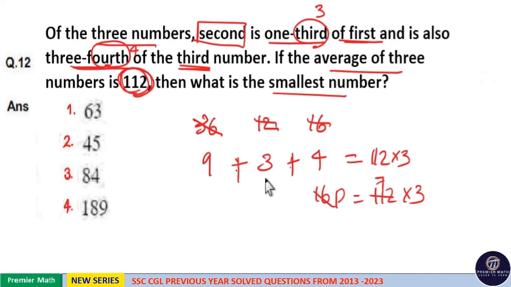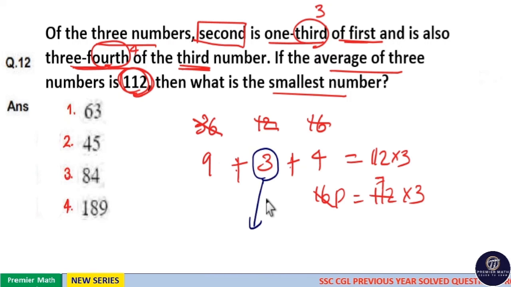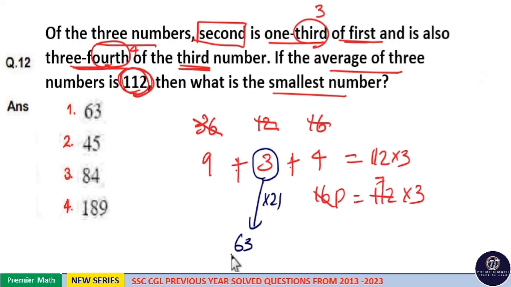We need the smallest number. Here the smallest is the 3 part. So 3 parts is equal to 3 into 21, 63. Option 1 is your answer.